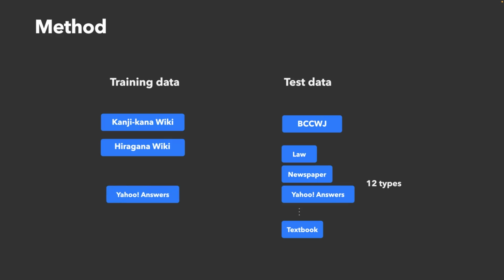In this experiment, we trained and fine-tuned the model multiple times using Wikipedia data and Yahoo Answers. In other words, we created multiple models. We then evaluated the generated models with 12 different types of data from various genres. Explanation of BCCWJ will be given in the next slide.